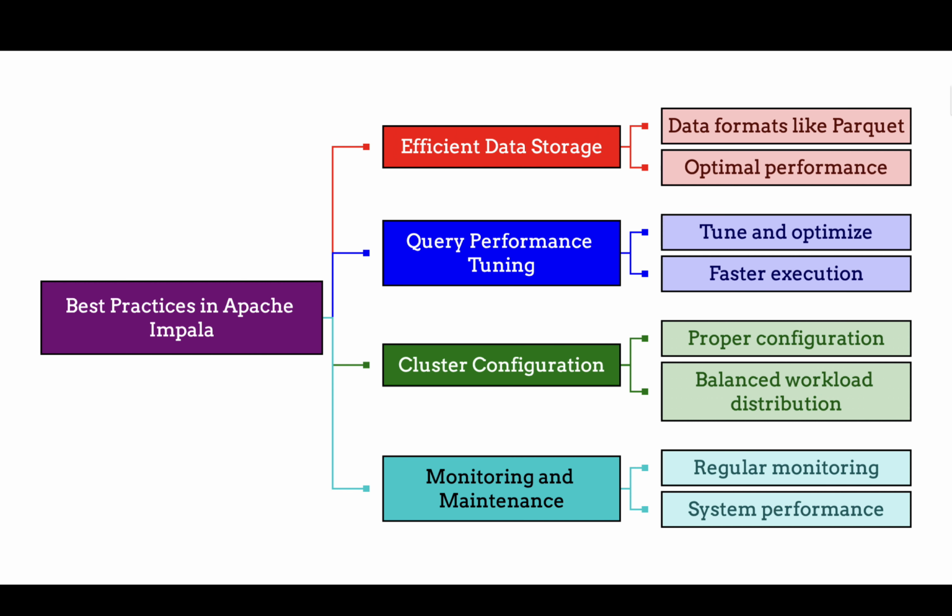Best practices in Apache Impala. 1. Efficient data storage. Use efficient data formats like Parquet for optimal performance. 2. Query performance tuning. Continuously tune and optimize queries for faster execution. 3. Cluster configuration. Properly configure the cluster for balanced workload distribution. 4. Monitoring and maintenance. Regularly monitor system performance and maintain the cluster for stability.